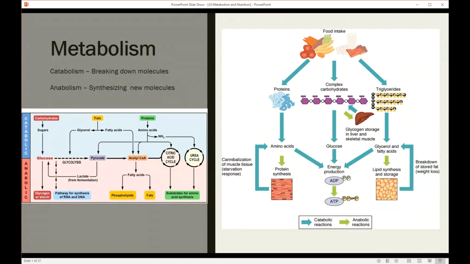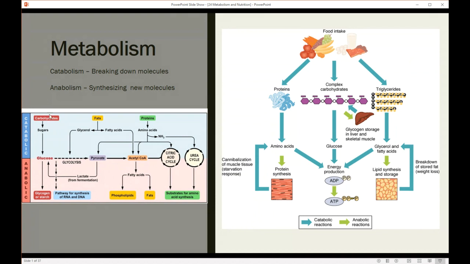So remember, metabolism is the sum of catabolism and anabolism, right? Catabolism is breaking down those molecules. Cats like to break things down. And anabolism is the synthesizing of new molecules. And so we do these catabolic reactions, and then we can also do anabolic reactions, but you can see right here in the center is glucose. And so the goal is to get this energy, and this is sort of our energy line.